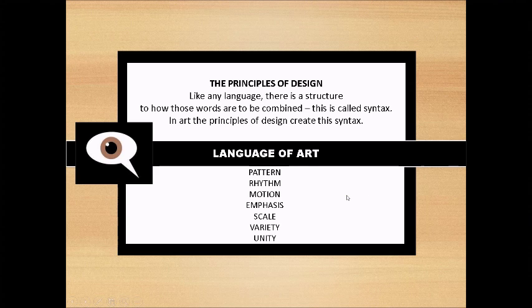The syntax in the visual language of art is provided by the principles of design. These include pattern, rhythm, motion, emphasis, scale, variety, and unity. Take the time to record these terms in your unit handout.